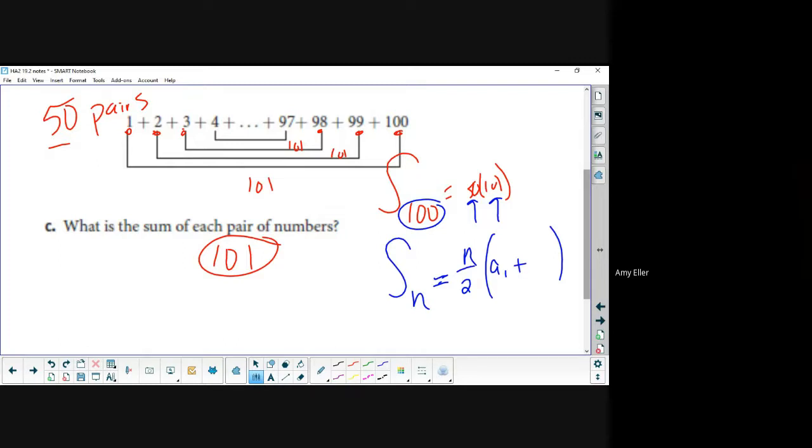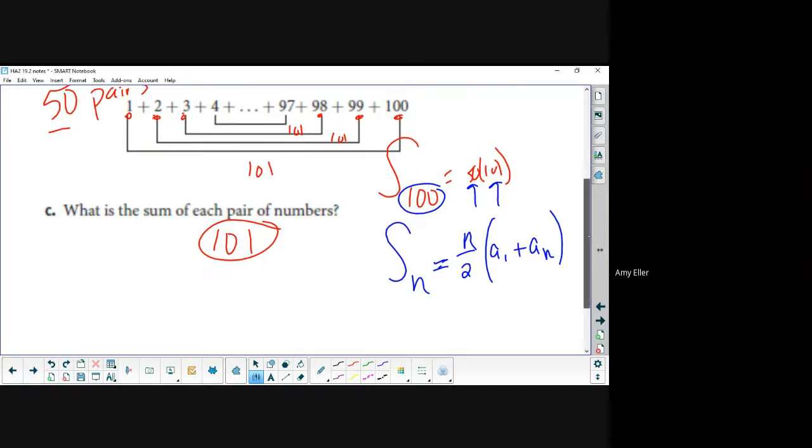Very good. So you just figured out your formula. You can do this with any arithmetic sequence. You can find the sum of the first any number of terms you want. N over 2 times parentheses A sub 1 plus A sub n.